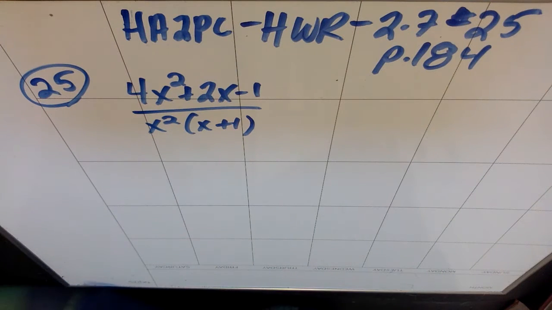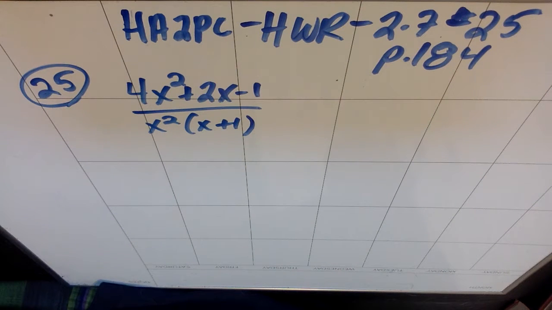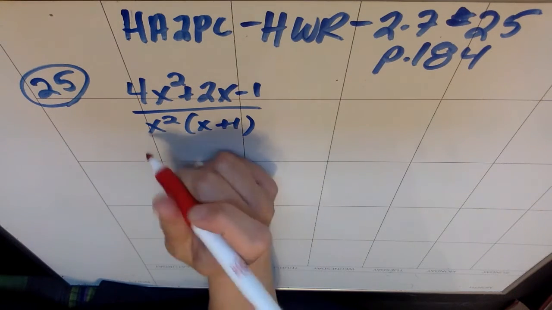This is Honors Algebra 2 Pre-Calculus. We're doing homework review for section 2.7 in Pre-Calculus, number 25 on page 184. This is a partial fractions decomposition problem. So this is already factored for me, which was nice. Thanks, textbook, for doing me the solid.